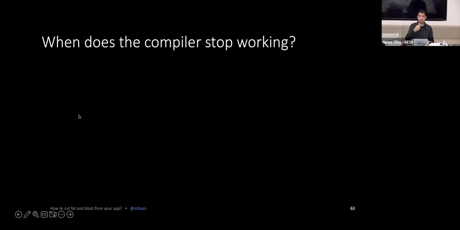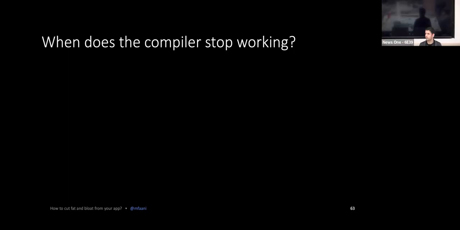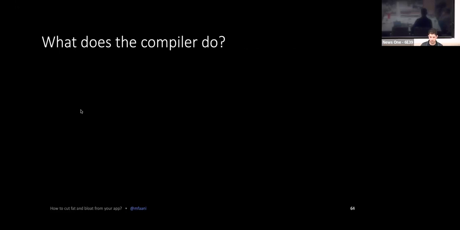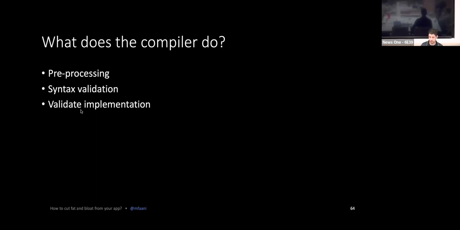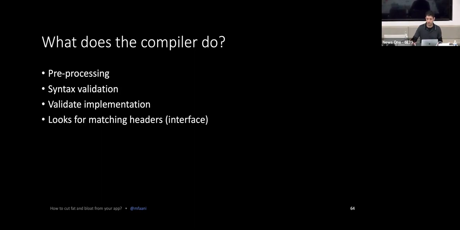So from here on, I'm just going to try to answer some of the questions that I had myself: where do we draw the line between compiler and linker? So when does the compiler stop working? Well, it stops when there's nothing left to compile. What does the compiler do? It does some pre-processing, syntax validation, and validates the implementation, which means if I need to return a string and that's declared in the function signature, then my return statement should be a string as well. And it also looks for matching headers.